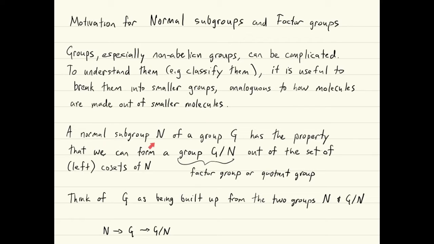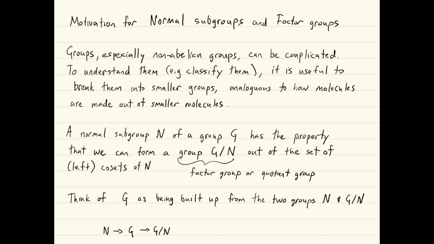Now, a normal subgroup N, I'm not giving the definition just yet, has a certain property that we can form a group G mod N, called the factor group or quotient group, that's what's part of the title here, out of the set of left cosets of N. Now, when N is normal, the left cosets are actually also the right cosets, so that's why I put left in parentheses.